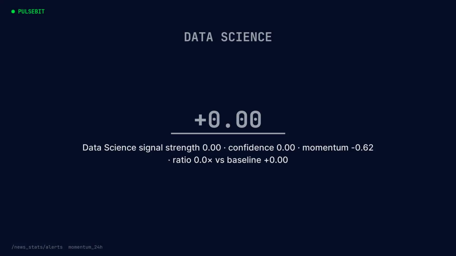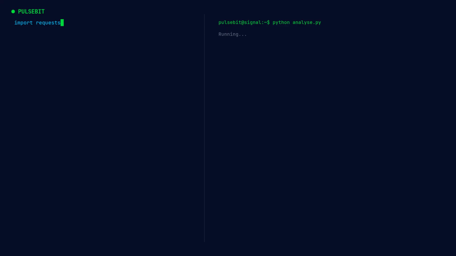Right now, you're looking at a sentiment score of -0.10 and a momentum of -0.62 in the data science sector. This negative sentiment is significant. It's below our historical baseline and suggests a notable shift in community perception.